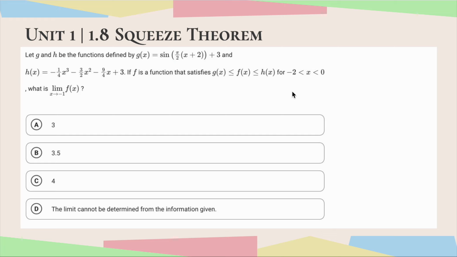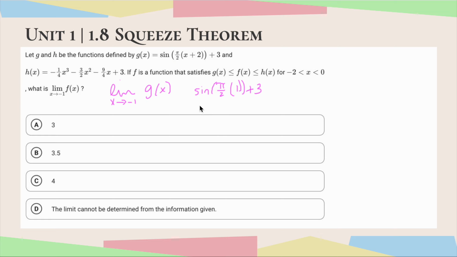So in this case, I'm going to apply the squeeze theorem by taking the limit of g and the limit of h. So again, I apologize for my sloppy notation, but this is the limit as x approaches -1 of g, and I'm going to go ahead and use direct substitution. So that is going to give me the sine of pi over 2 times -1 plus 2. I'm going to go ahead and just do that now. That gives me 1. Okay, plus 3.